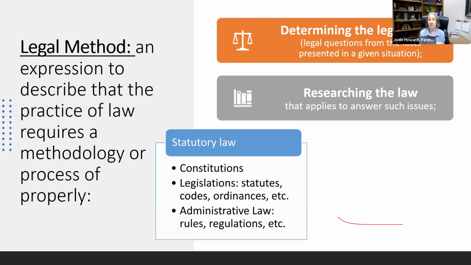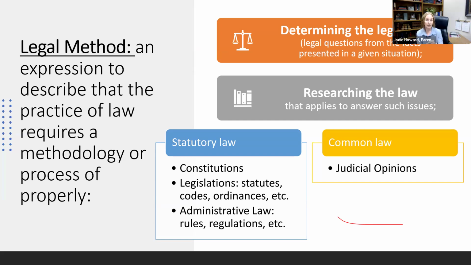We've got what we call statutory law, right? Constitutions, statutes, codes, and ordinances. Those statutes, codes, and ordinances then usually are implemented through what we call administrative law. So we might set up regulations that make sure that different codes are properly enforced, right? All of these are written statutory laws that we can look to for direction of what the law requires.